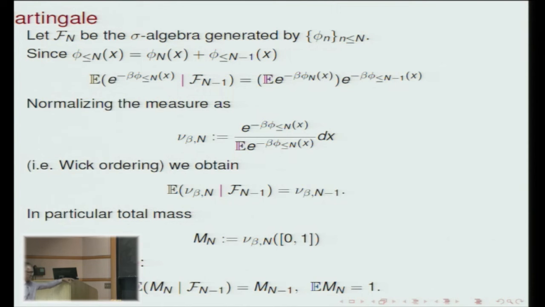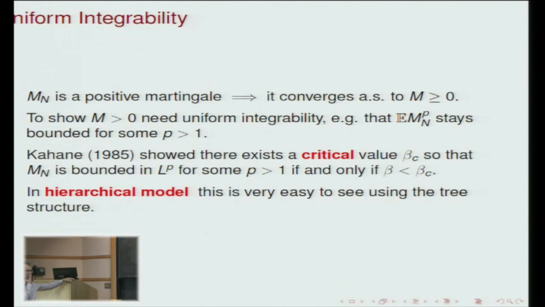Okay, so this is a positive martingale, so it converges almost surely. So I have automatically a limit, which is non-negative. But of course, that's all you get from that. I mean, you don't know whether you get anything non-trivial.